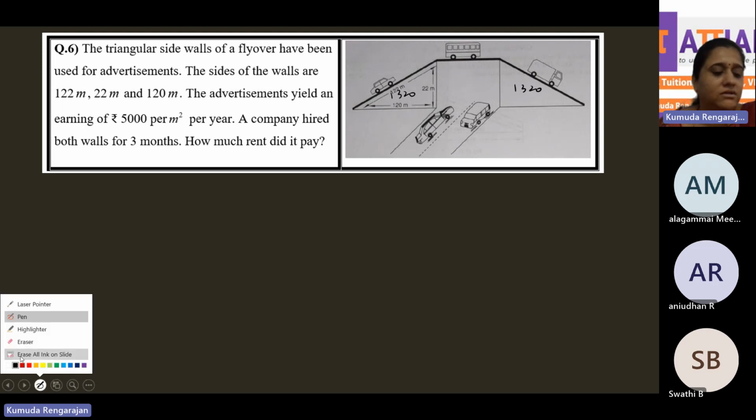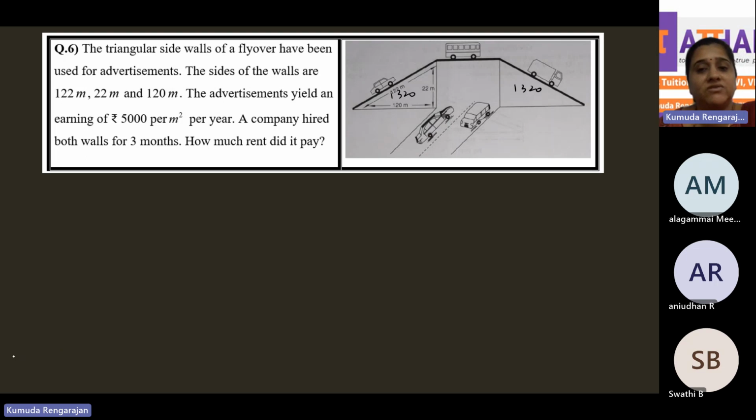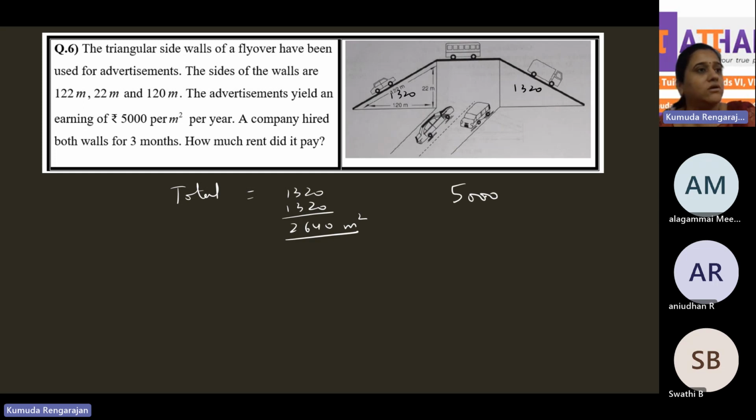Then the company is using both the walls, so total area will be 1320 plus 1320, which is 2640 meter square. So much area it is using. Now 5,000 is for what? 5,000 is for 12 months. So when you divide by 12, you will get for 1 month. If you multiply by 3, you will get for 3 months.